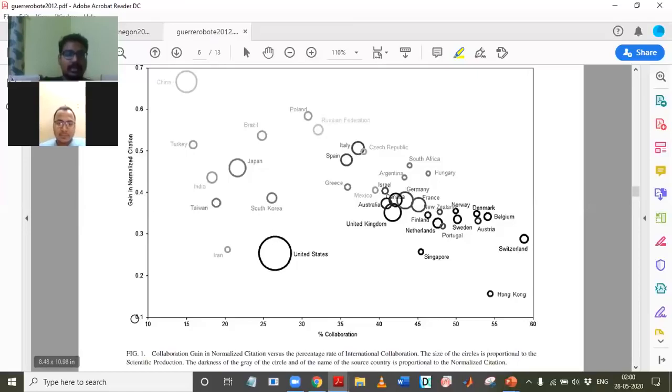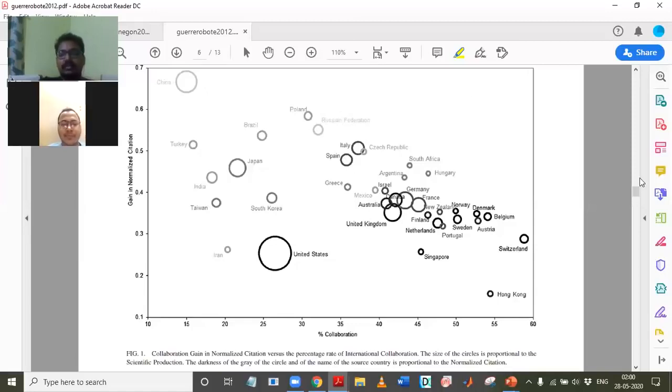But overall, the healthy scenario that you see from here is that everyone is gaining. It means nowhere do you see a minus sign. Anyone who is collaborating always has some gain in their citations. They are not having any kind of degradation in their citations. So this is a healthy pattern that you see here.